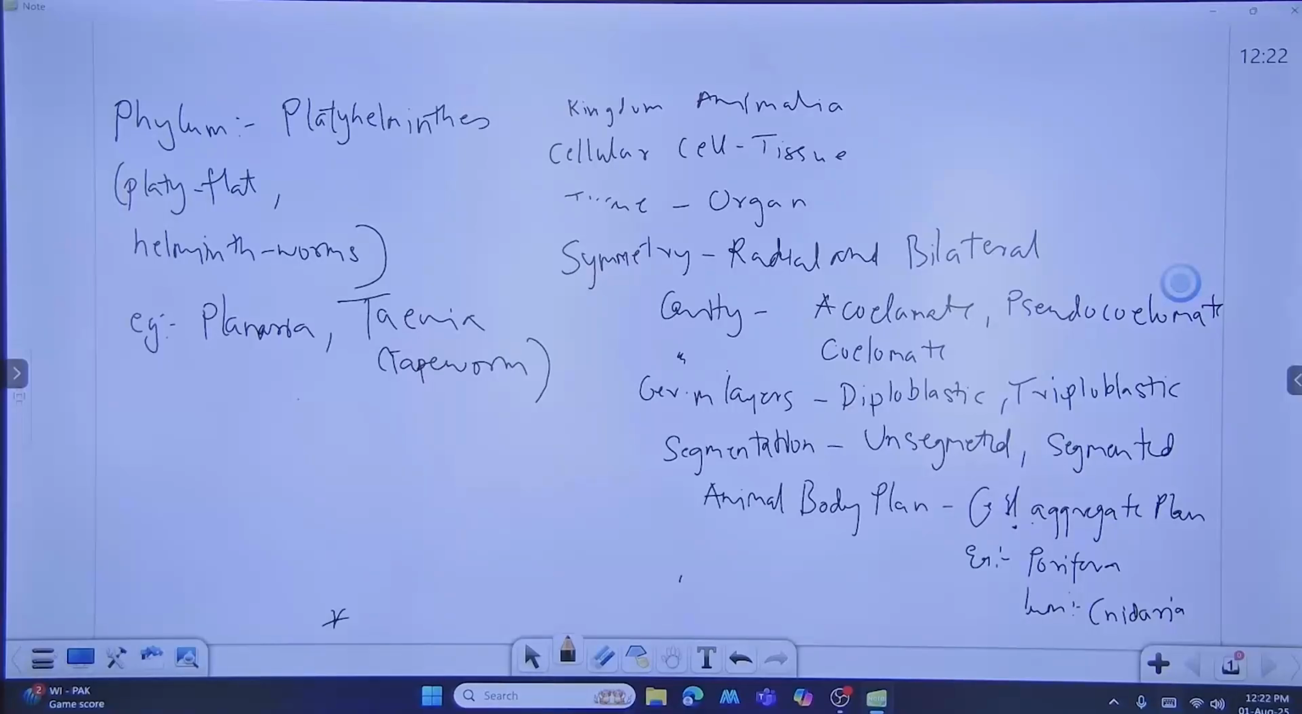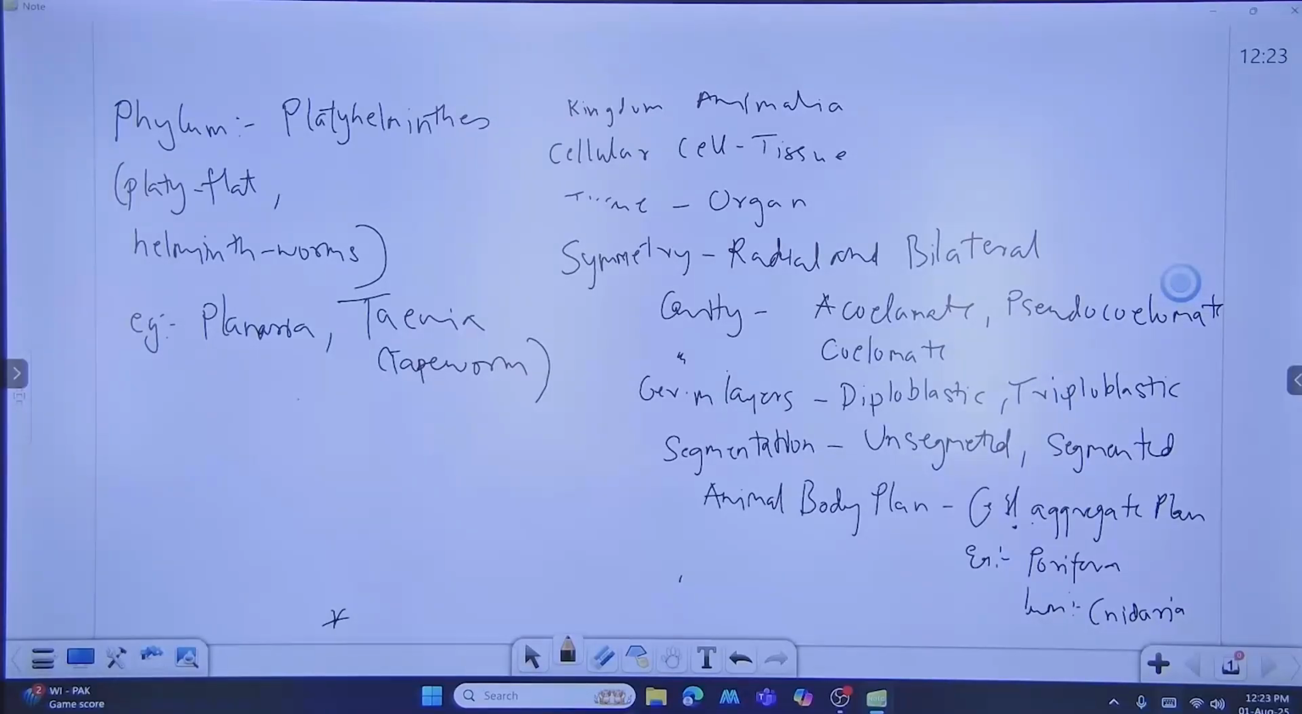Now we'll study the fifth phylum, Aschelminthes. Ascus means sac. Write down. Phylum Aschelminthes. Helminth means worm. Nematoda, Nemathelminthes. Nema means thread. Ascaris, roundworm. Wuchereria, filarial worm. Ancylostoma, hookworm. They are mostly parasitic. Parasitic means they depend on other animals. Few forms are free living.